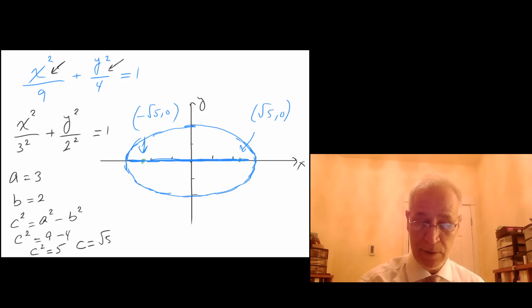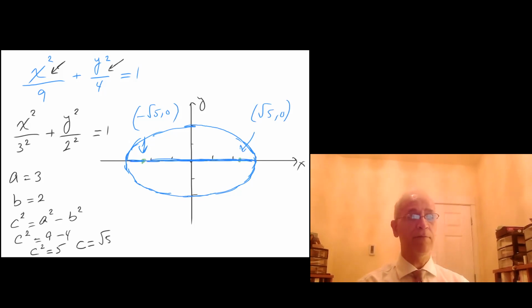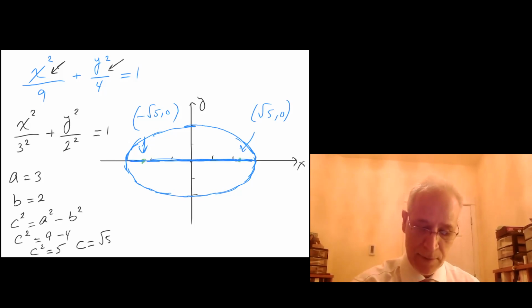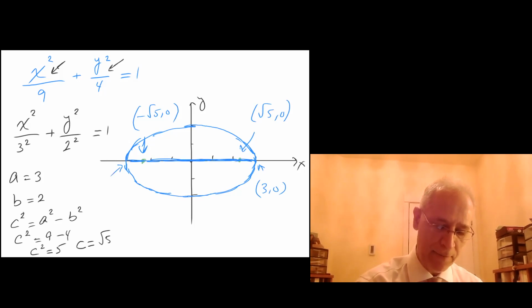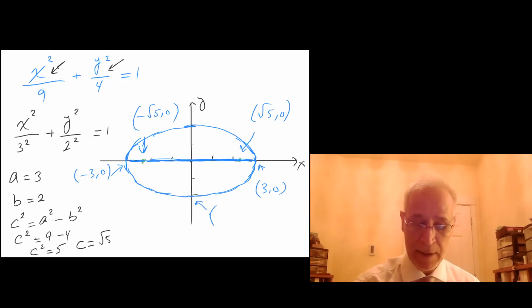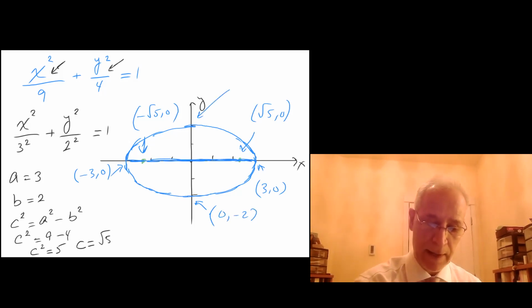If you are asked to identify the vertices, of course, this vertex right here is going to be 3 comma 0, and here you have negative 3 comma 0. And right here, if you're asked to identify that, you have 0 comma negative 2, and for here you have 0 comma positive 2.